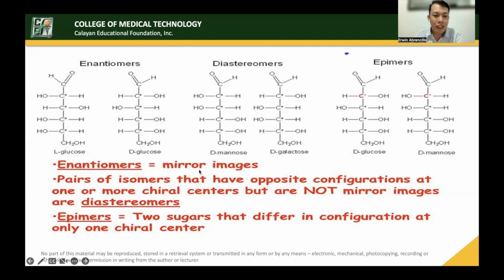So again, enantiomers are mirror images. For example, you have here the L-glucose and then the D-glucose. So they are enantiomers of each other. This is the glucose on this side. So it is a complete mirror image. This one naman is diastereomers. This is D-mannose and D-galactose.